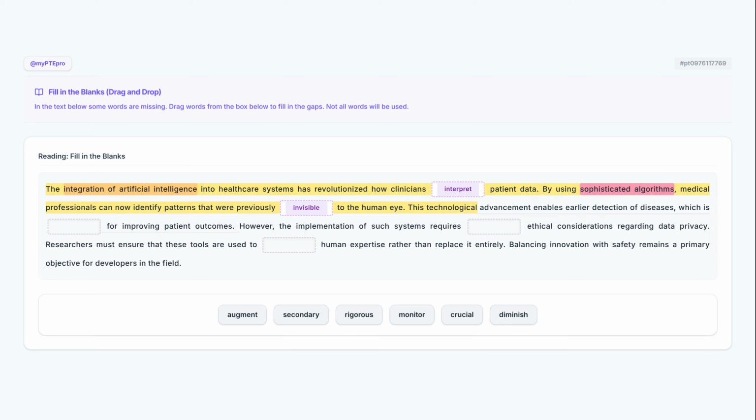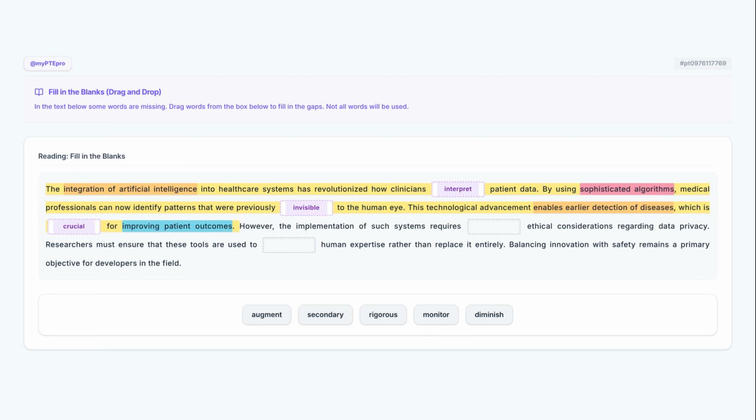This technological advancement enables earlier detection of diseases, which is blank for improving patient outcomes. Here, the author mentions that the technology enables earlier detection of diseases, which is presented as a positive benefit. When the text links this benefit to improving patient outcomes, it implies a high degree of importance. The logical bridge here requires an adjective that signifies how vital or necessary this detection is for achieving better health results. I am dragging crucial into the third blank.